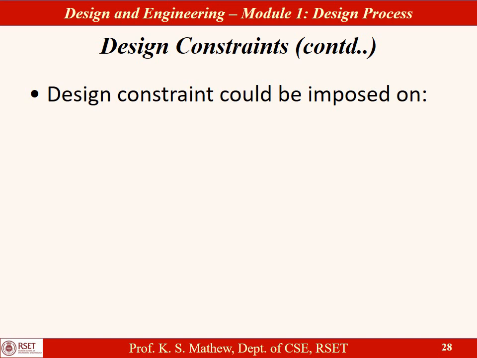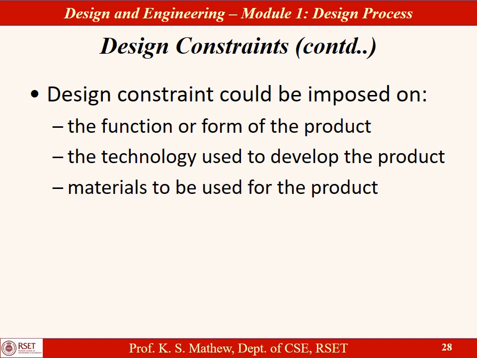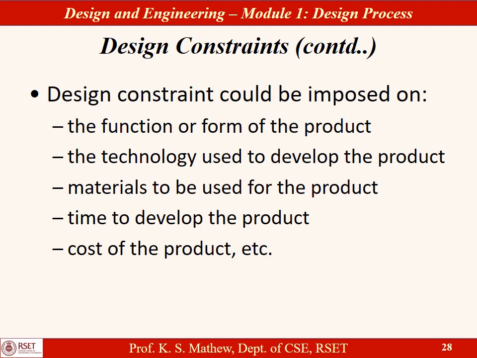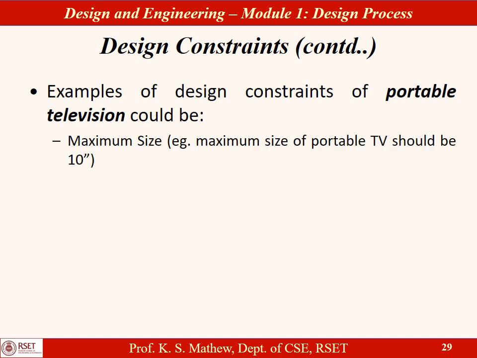So design constraints could be imposed on the function or form of the product, technology used to develop the product, materials to be used for the product, time to develop the product, cost of the product, etc. Constraints could be in any. The example of design constraints of a portable television could be that the maximum size of the portable TV should be 10 inches.